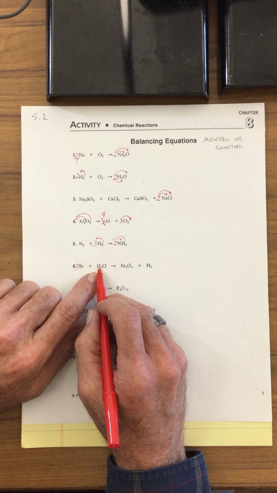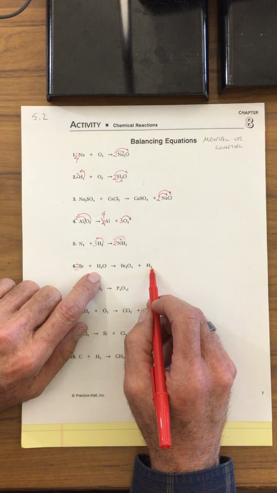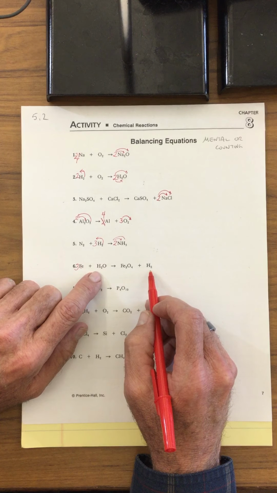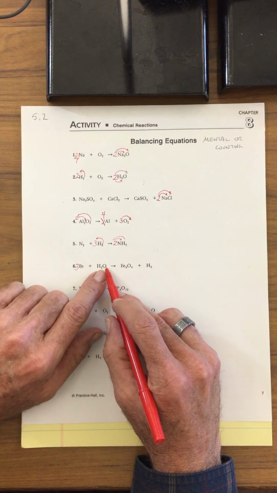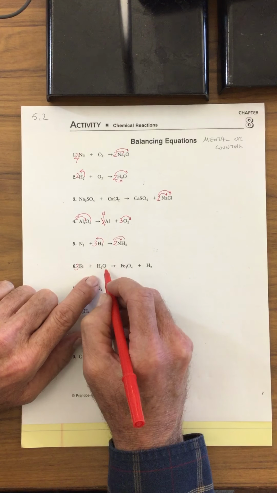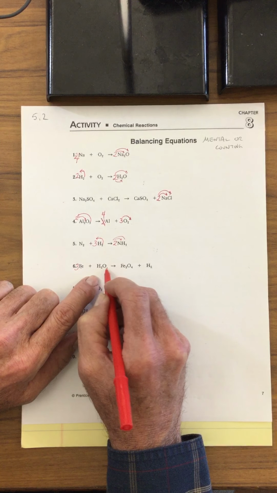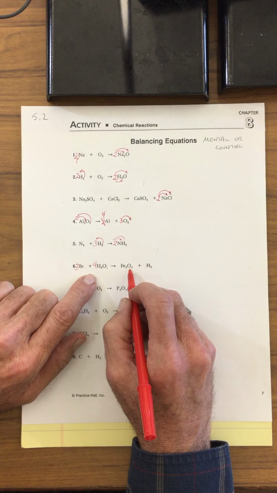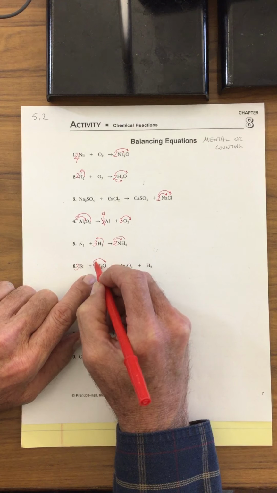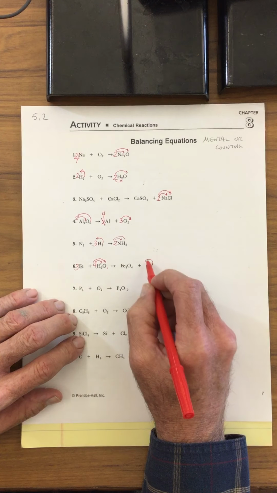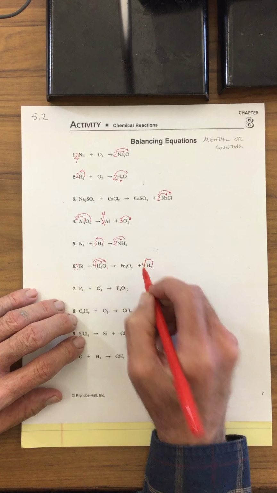Going on to the H's, I have 2 H's here, and I have 2 H's here. So nothing seems to be needed right there. But here I have 1 O, and here I have 4 O's. So I need to balance my O's by going back and saying 1, which is for the H2O, there's an invisible 1 there. 1 times 4 will give me my 4 oxygens. But then notice that also gives me 4 times 2, gives me 8 hydrogens. So 2 times what will give me 8, and it will be 4.